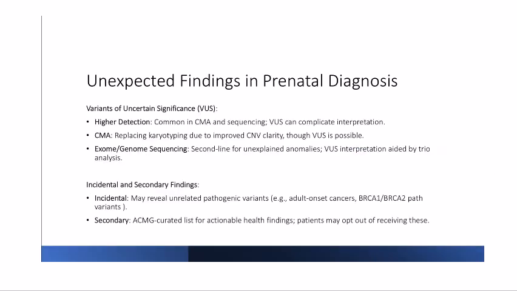Incidental findings, particularly variants of uncertain significance, VUS, are common in chromosomal microarray and sequencing. VUS findings complicate counseling, as their significance may be unclear. Incidental findings can also reveal unrelated health risks, and families may choose to receive or opt out of these results.